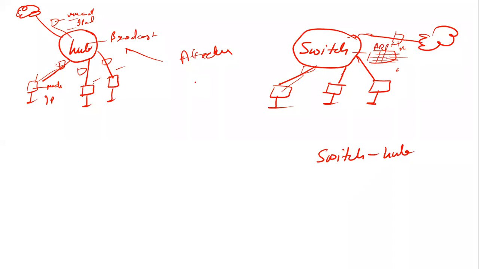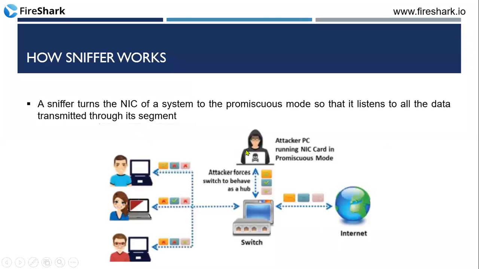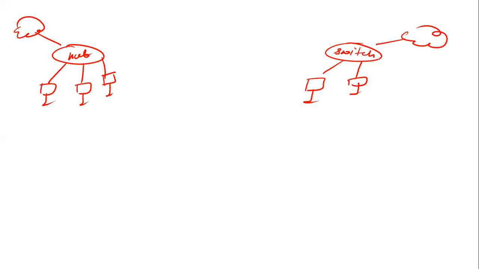What the attacker usually uses is one method which we call the promiscuous method. In the promiscuous method, we modify the information in the NIC, the data link layer of the OSI. When it switches to promiscuous mode, the switch will again behave as a hub. Instead of looking into the ARP protocol table, it will broadcast all the data packets, like a hub. So that is one way.